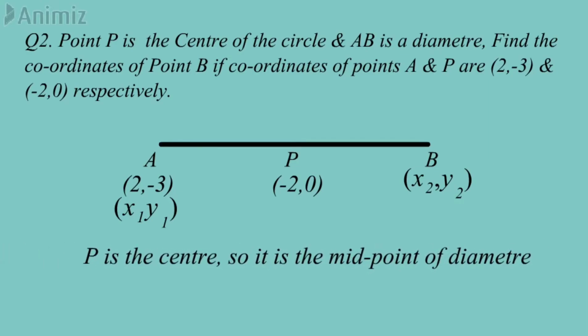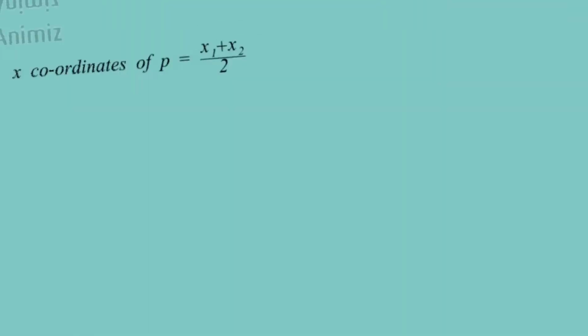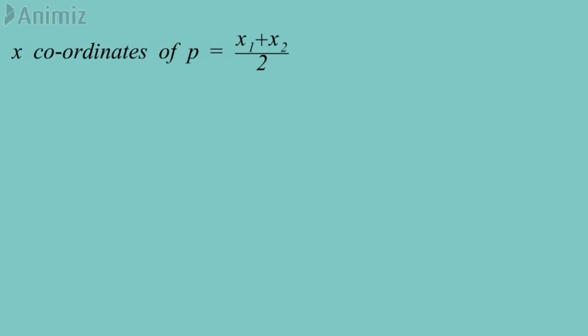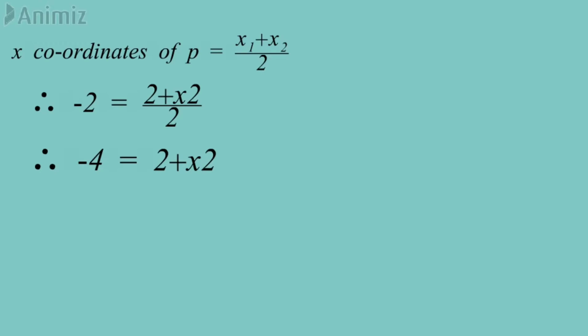Okay, so P is the midpoint of the diameter, so which formula you have to apply? Yes, midpoint formula. Let's apply the midpoint formula. Now x coordinate of P is x1 plus x2 upon 2. Substitute the values. It will be -2 equal to 2 plus x2 upon 2. Now multiply 2 with -2. You will get -4 equal to 2 plus x2. Now transfer 2 to that side. -4 minus 2 will be equal to x2. So your value of x2 is -6.